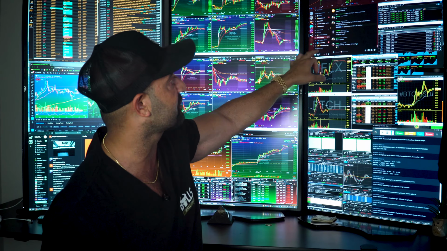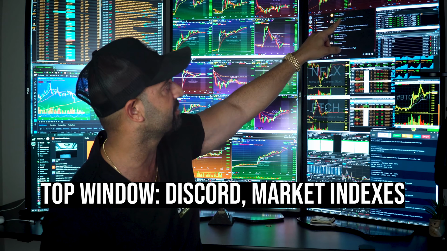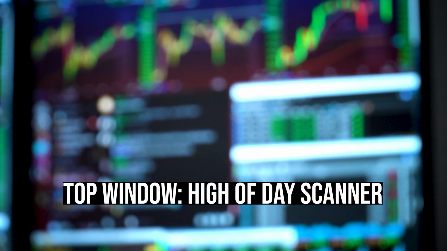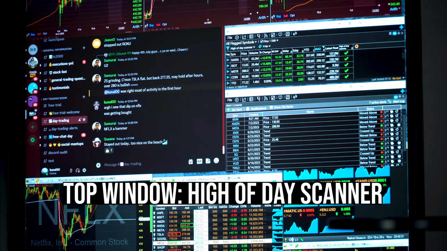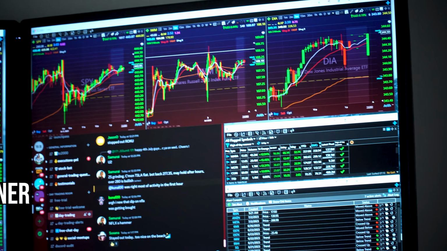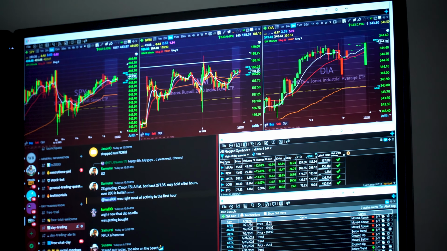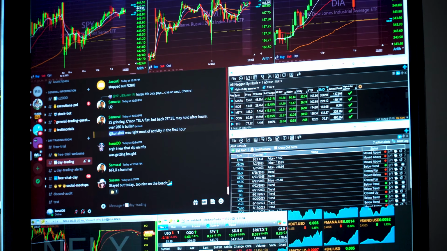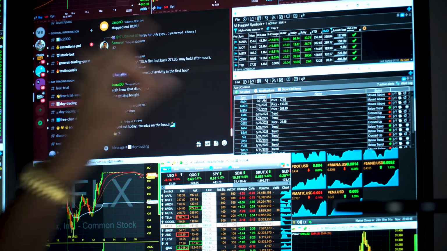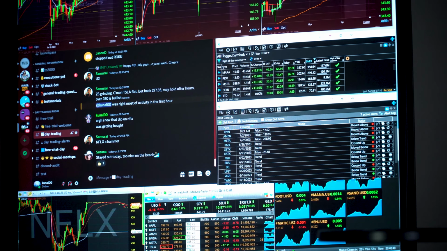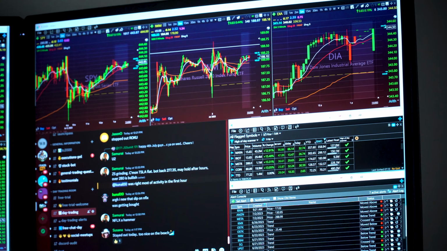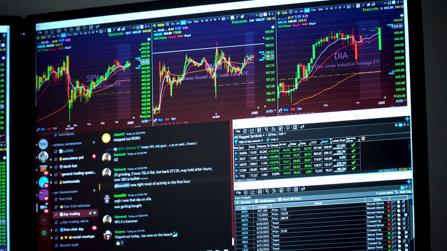Then of course I got my Discord, and I have market indexes on top, and then basically a high of day scanner for my personal watch list. So if I have, say, 20 or 30 names I'm watching, I run a scan for stocks that are trending up, not at high of day but within 1% of high of day, that are doing a couple different things. Then they'll start running a filtered list through there. That way I can look up there, point it out, and put it over here if it starts to go. So that's a big part of being organized.